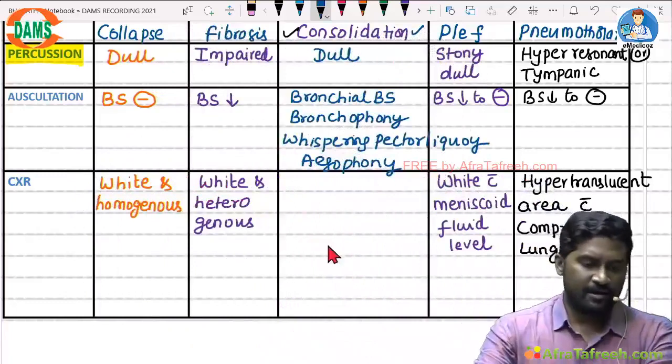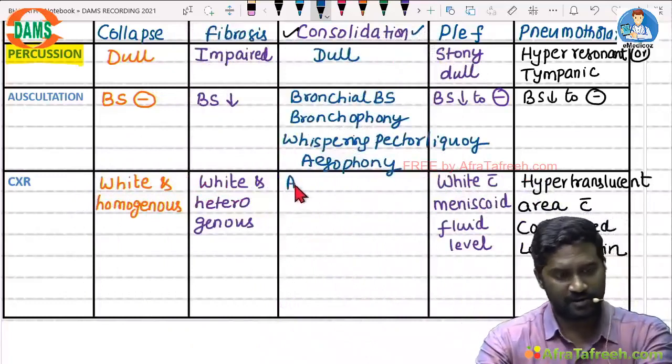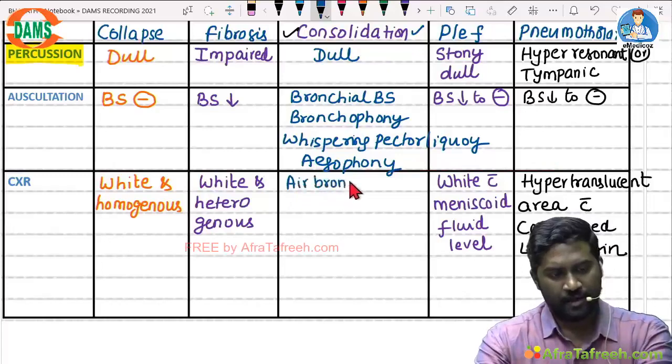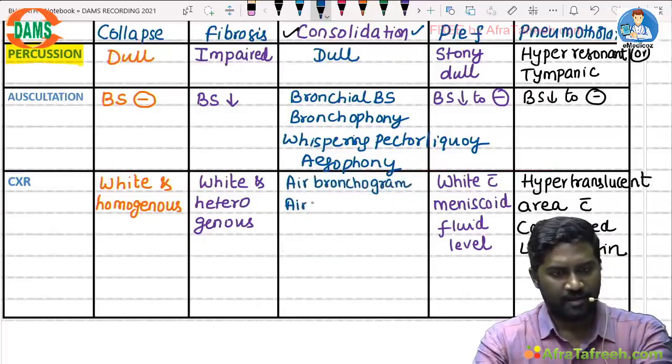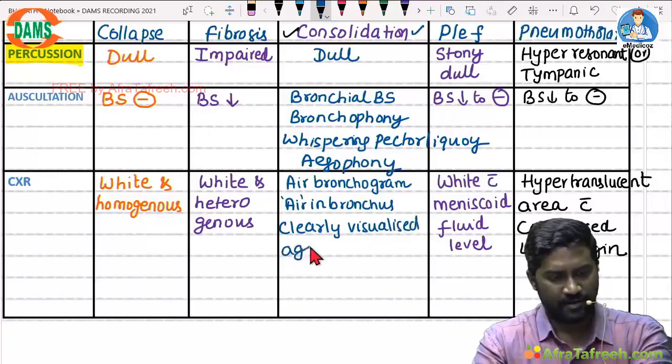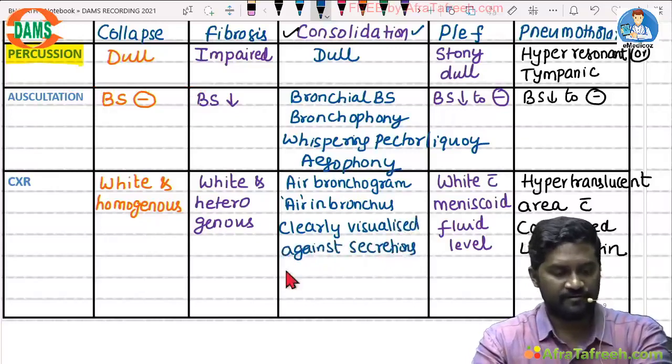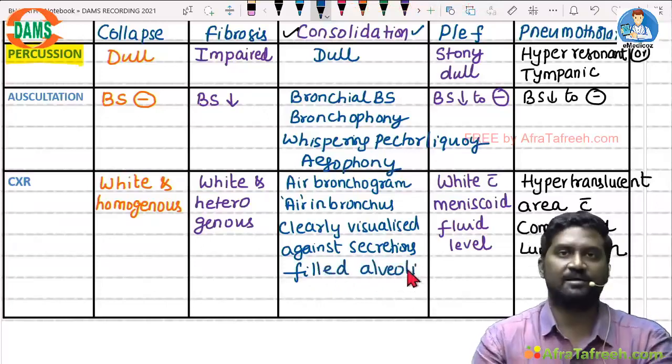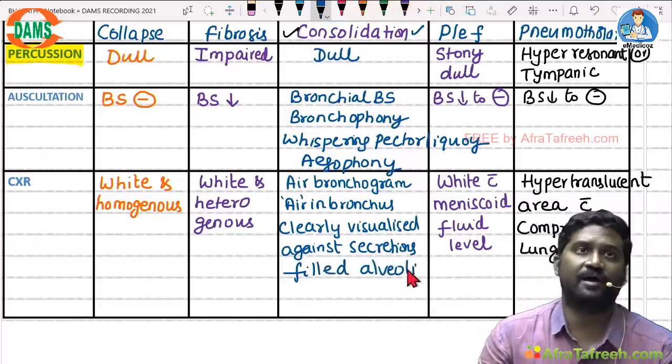So write down, in consolidation, most important is air bronchogram sign. Air in bronchus clearly visualized against secretions filled alveoli.